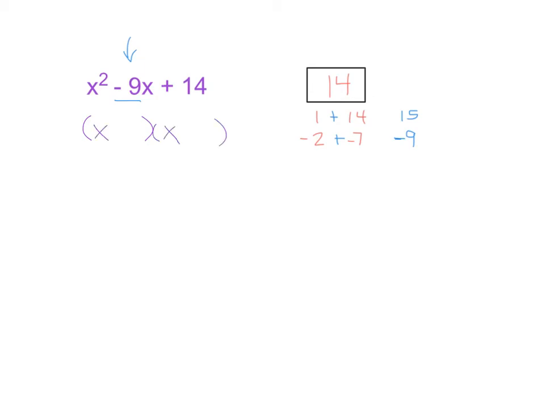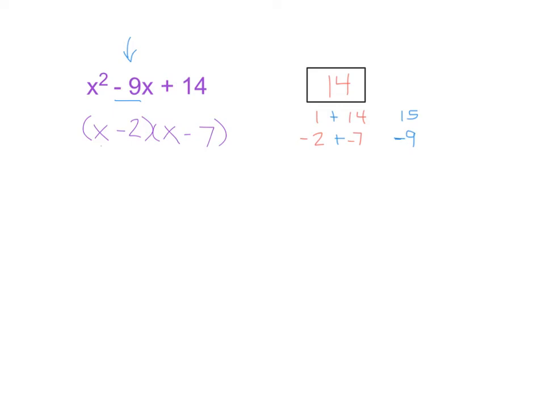X in the front of each set of parentheses. And now we're going to write a negative 2, so minus 2, and a negative 7. We took this number and put them in the parentheses. If we were to FOIL this to check, we would arrive at this. And I'm just going to do that one more time so that you see it.